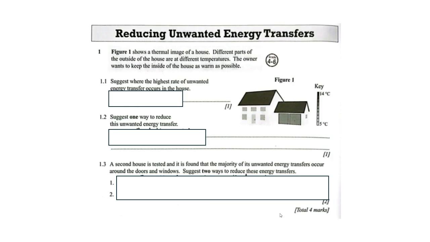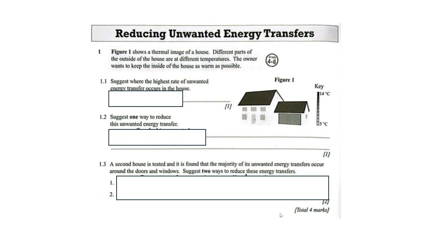Reducing unwanted energy transfer. So remember, energy can be transferred from one store to another. Energy is wasted when it's transferred to a less useful store. Figure 1 shows a thermal image of a house. Different parts of the outside of the house are at different temperatures. The owner wants to keep the inside of the house as warm as possible. Suggest where the highest rate of unwanted energy transfer occurs in the house.